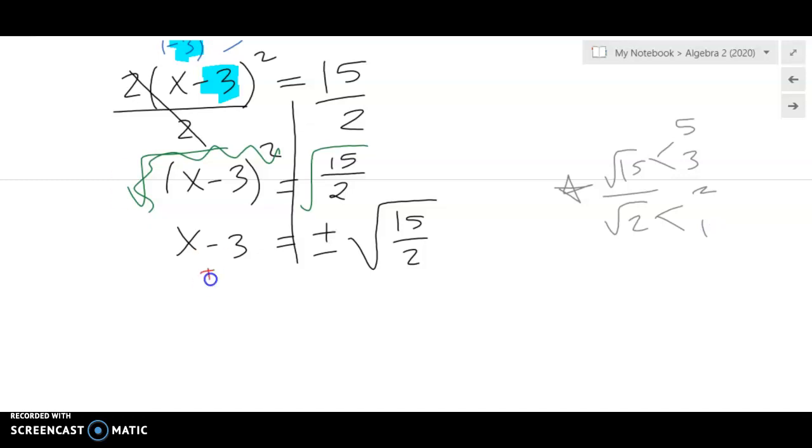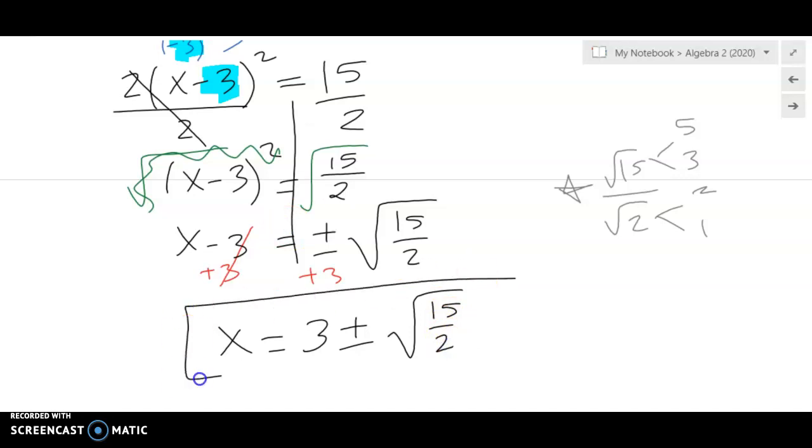The only other thing you could do is add 3 to the other side. It's kind of a mess, but it'll leave you with x equals 3 plus or minus, and then just because this couldn't simplify, you have to leave it as the square root of 15 over 2. It's underneath that root, but that's how you have to leave it. This problem does not have an i in it because there was not a negative underneath the root, so you don't have to put the i.